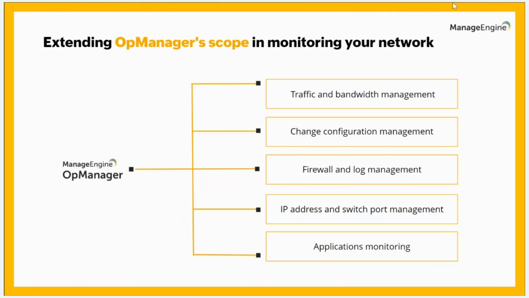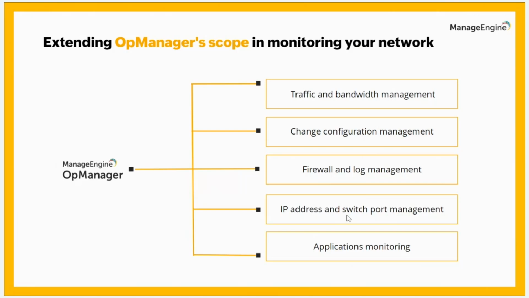So ManageEngine OpManager is one such bundled product that will help you manage your entire network with ease. With OpManager, you get to manage traffic and bandwidth, configuration changes, firewalls and logs, IP address and switch ports, and you'll be able to monitor business critical applications all from a single console. So how do you achieve all of this with OpManager? All you need to do is to enable the required modules according to your monitoring preference.